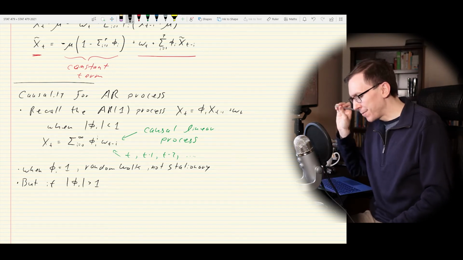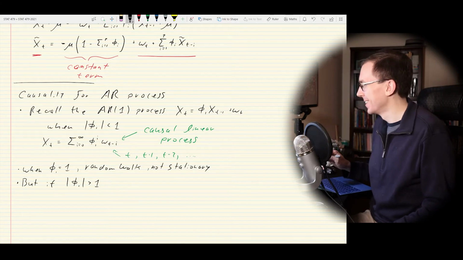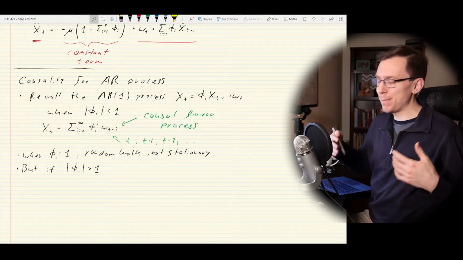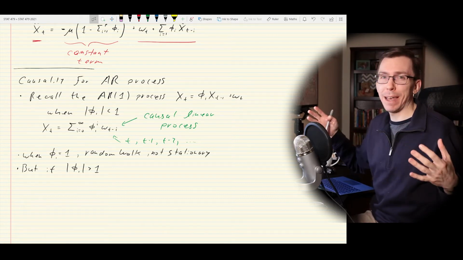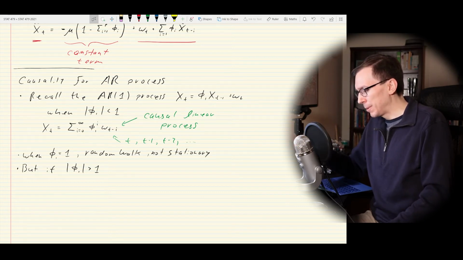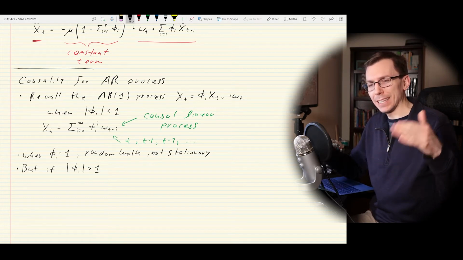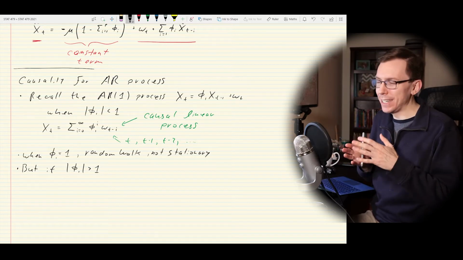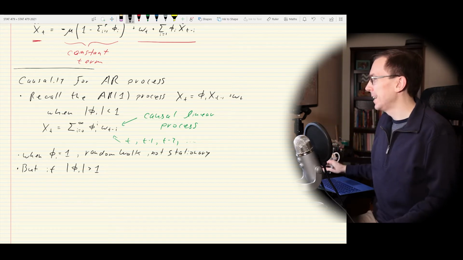But what happens if phi 1 is greater than 1? And now things get a little weird. So stick with me on this. We looked at this in some data settings. If I try to simulate a process, even if phi is just a little bit bigger than 1, this thing blows up exponentially. Instead of a geometric series where I'm multiplying by something less than 1, so we decay geometrically, if phi 1 is greater than 1, now I'm multiplying itself by itself. I'm blowing up geometrically, and that's bad.